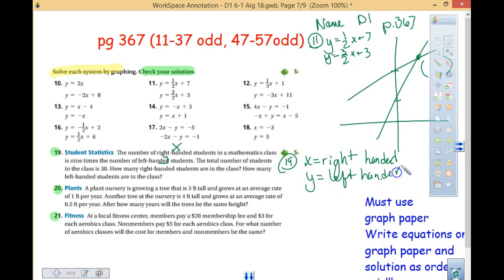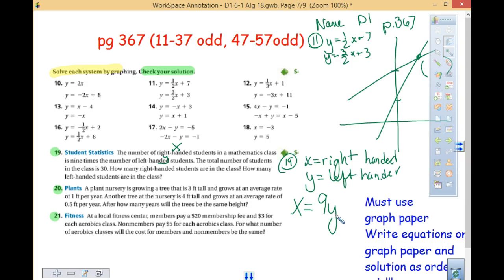Next thing. It said the right-handed students is 9 times the number of left-handed. What does that look like? Which are there more of? There's more right-handed, right? So x equals what? 9 times the left-handed. If there's only one left-handed person, it's 9 right-handed then, right? What does that look like? x equals 9y. Don't make it harder than you have to, right?